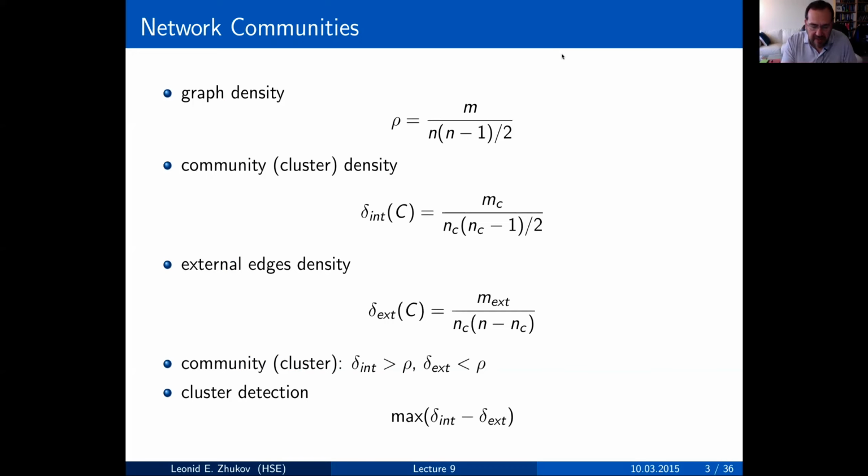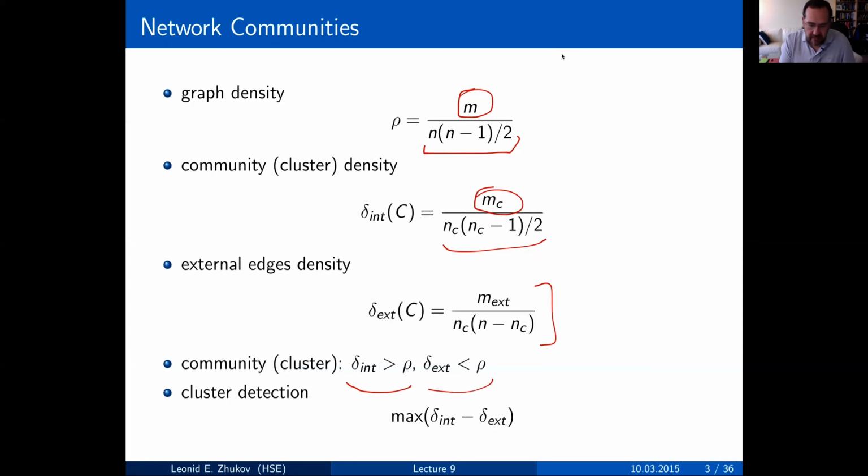If you think about it, graph density is a very well-known definition: M is the number of edges, and N times (N minus 1) over 2 is the maximal possible number of edges among N nodes. So the graph density would be equal to 1 if you have a clique, or completely connected graph. And if you want to define a community or cluster density, you can take the number of edges within the cluster and divide it by the maximal possible number of edges within the cluster. The same way you can define the external edge density, and then a community, or cluster in a graph, would be those nodes for which the internal density of edges exceeds the average and the external is smaller than average.